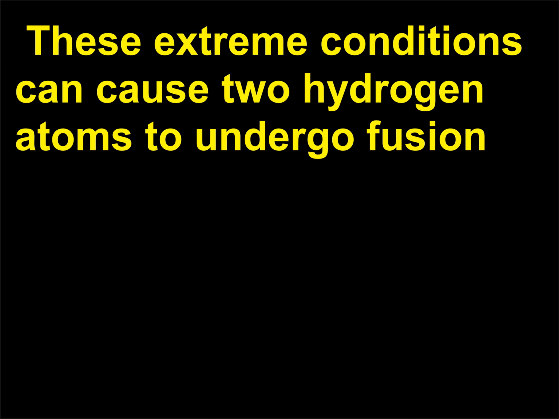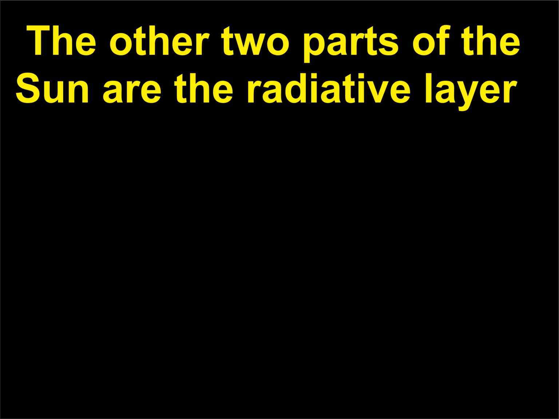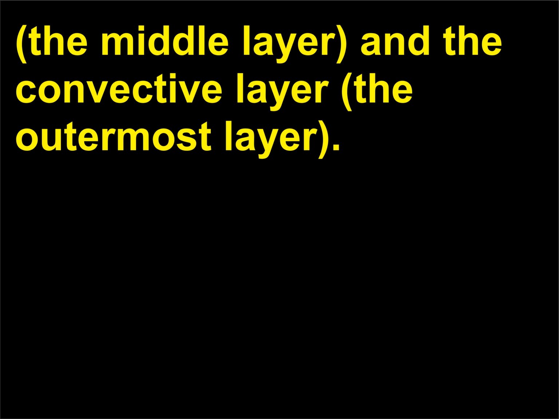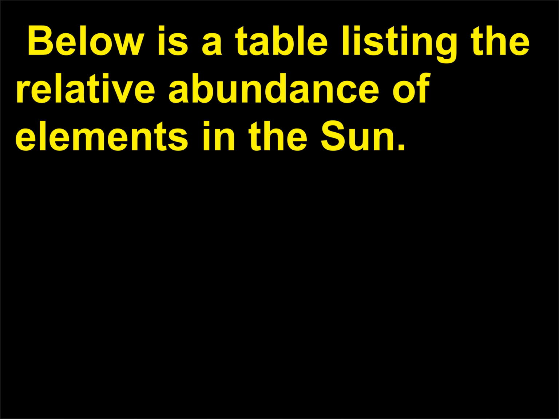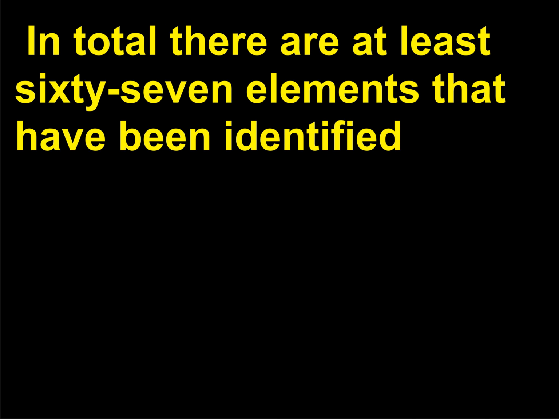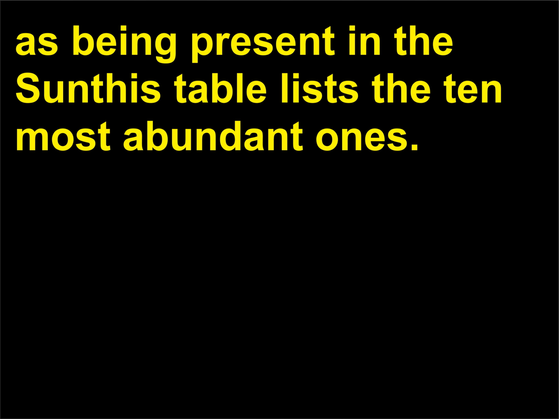These extreme conditions can cause two hydrogen atoms to undergo fusion (see nuclear chemistry) to create a helium atom. The other two parts of the sun are the radiative layer, the middle layer, and the convective layer, the outermost layer. Below is a table listing the relative abundance of elements in the sun. In total there are at least 67 elements that have been identified as being present in the sun. This table lists the 10 most abundant ones.